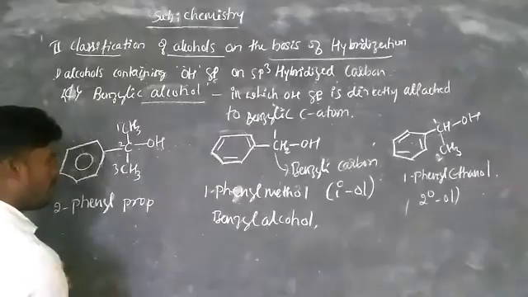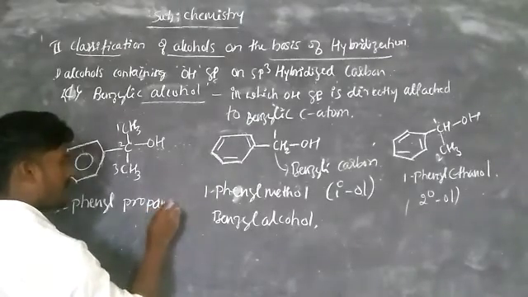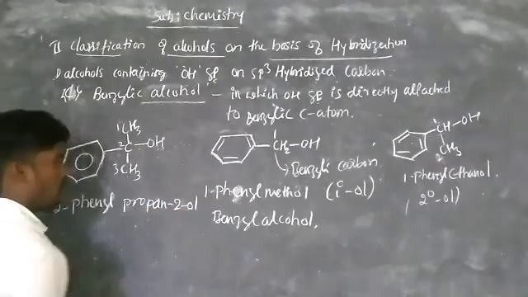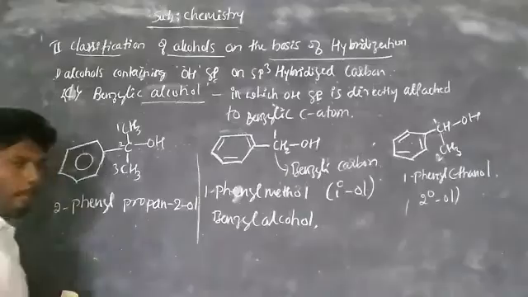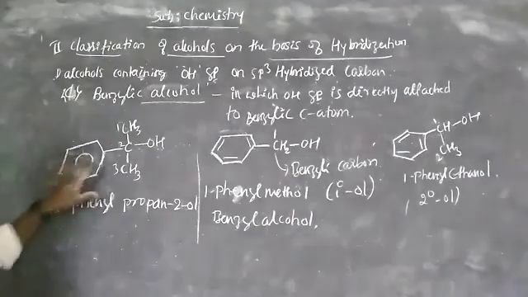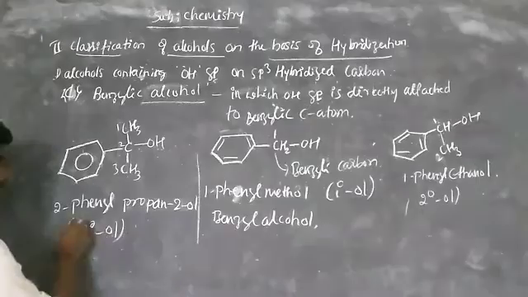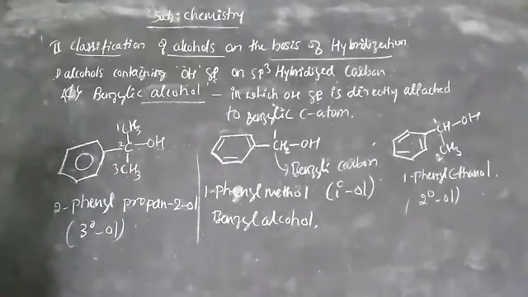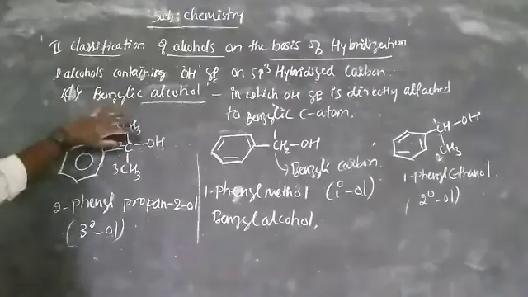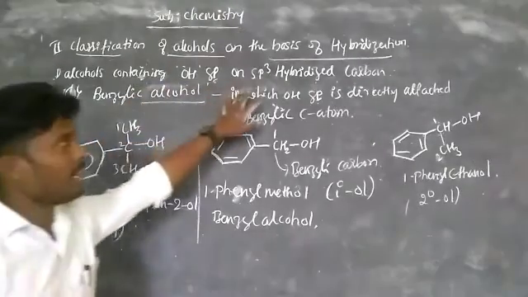Propane is replaced by alcohol, 2 ol. So this is the IUPAC nomenclature of this compound. So this is a tertiary alcohol example. Tertiary alcohol, no hydrogen for the hydroxy carbon atom. So this is the classification of alcohols under sp3 hybridized carbon.